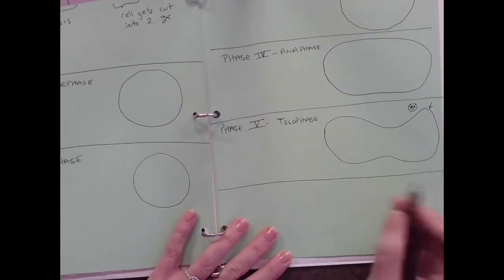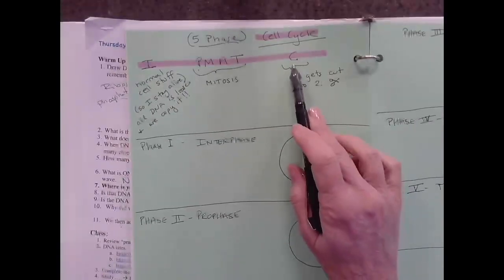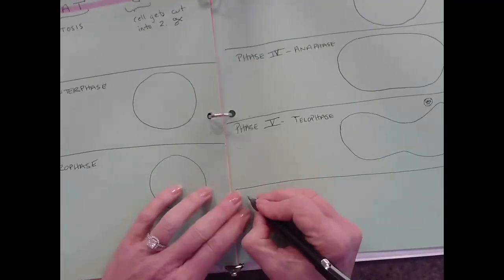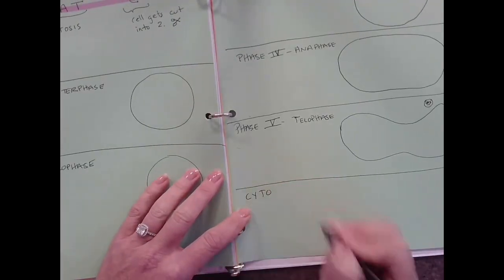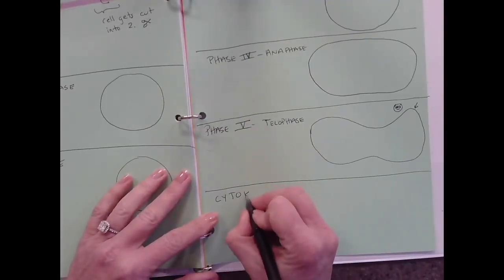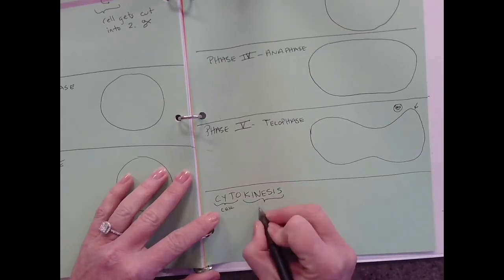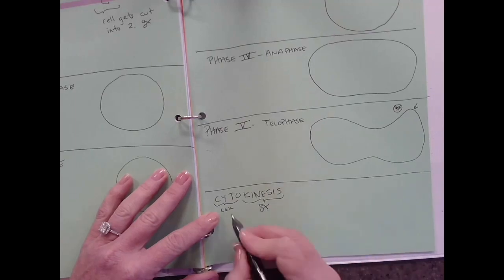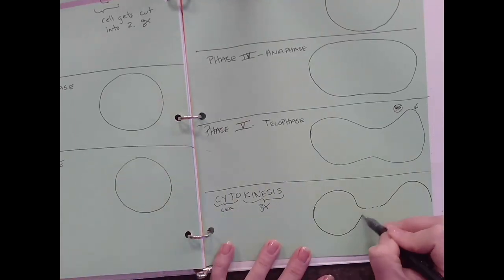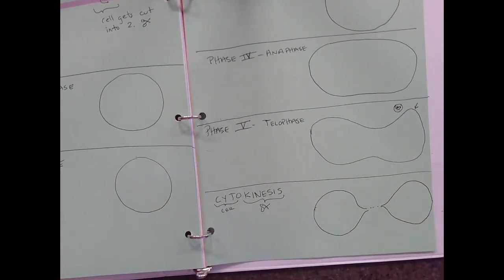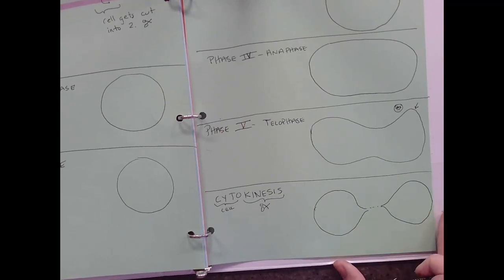Yikes. And finally, this last phase, it doesn't really have a number. It's just called cytokinesis. Cyto in Latin means cell. Kinesis, cell cutting. Those are scissors. Okay, we're going to look and see what's happening at each phase.